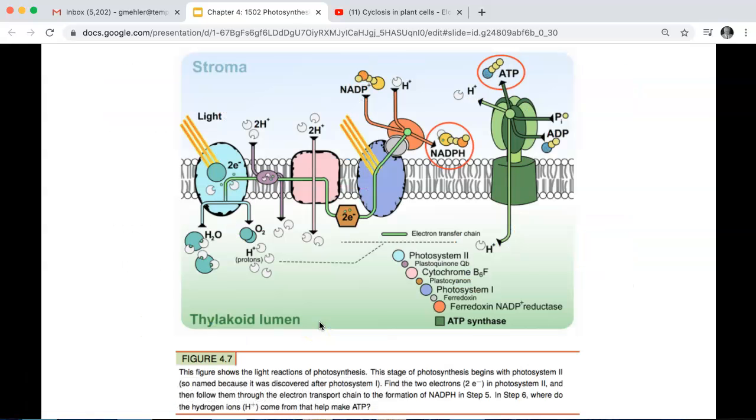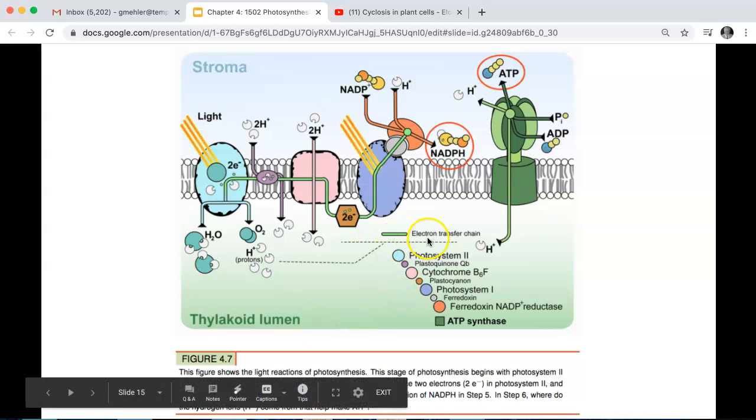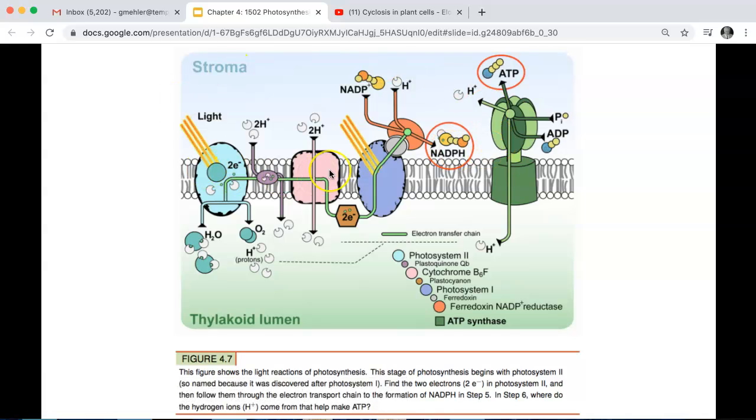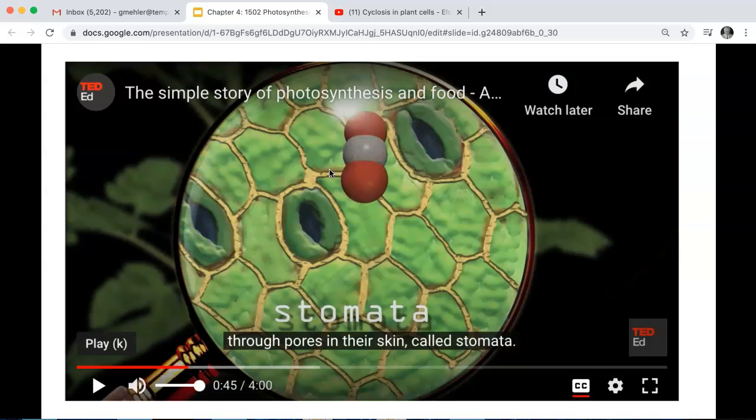Much more complicated look at the light reaction of photosynthesis. I won't be asking you questions on this. Do not study this. Just know the 2 previous diagrams that I showed you.